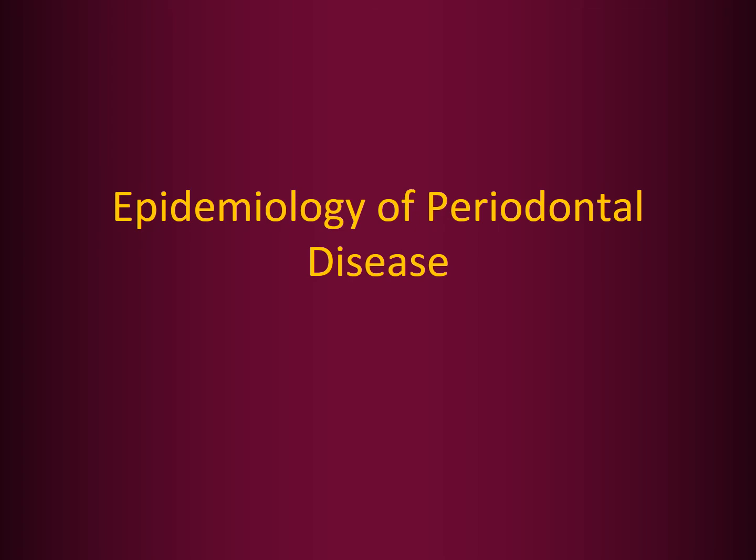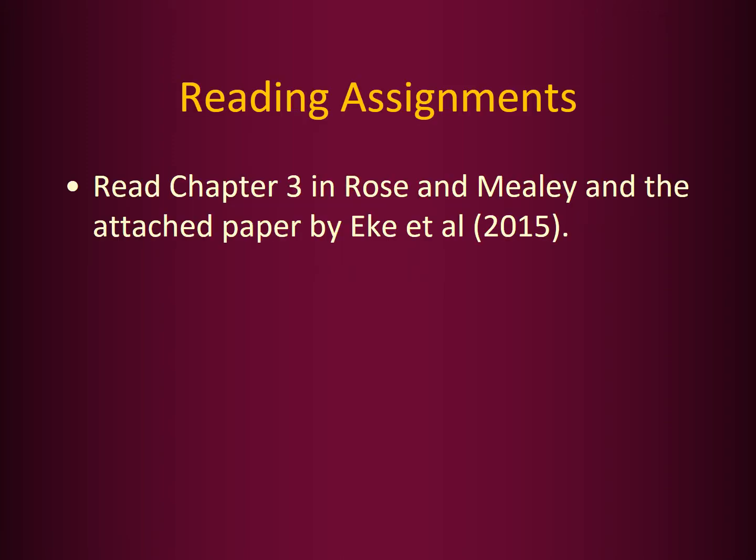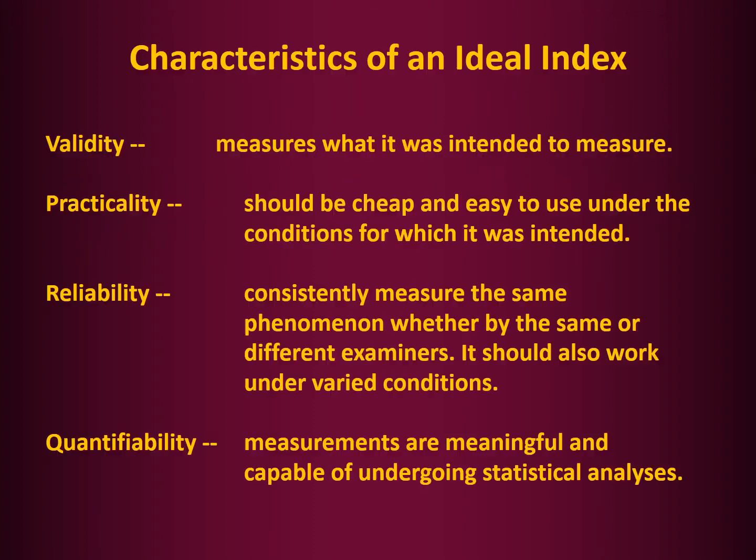This unit will be on the epidemiology of periodontal disease. To understand the epidemiology of periodontal disease, we first need to understand how the disease is measured and indexed. So for that purpose, we are going to describe the characteristics of an ideal index. And I'm going to describe the different parameters that an ideal index should have.